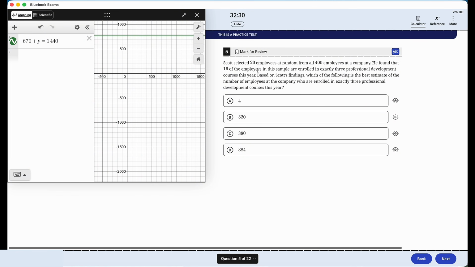Okay, next one. Scott selected 20 employees at random from all 400 employees. He found that 16 of them in the sample are enrolled in exactly 3 professional development courses this year. Based on Scott's findings, which of the following is the best estimate of the number of employees who are enrolled in exactly 3 professional development courses?